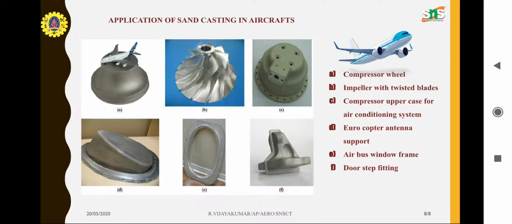You can see that impeller, the twisted blade design is very complex and we can't produce it by using a normal traditional method. So, we are going for sand casting for accuracy. And the third one is a compressor uppercase for air conditioning system. This is a compressor uppercase used in the air conditioning system in aircraft.